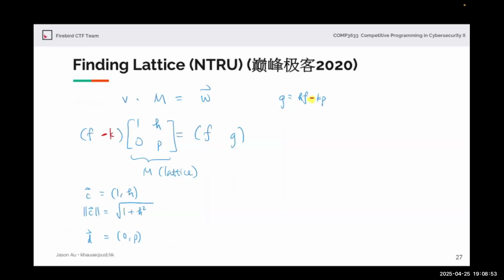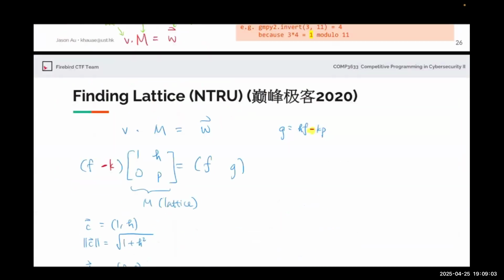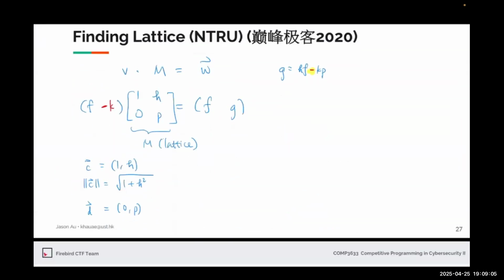And we know that H has a maximum of 2048 bits. So if it's 1 plus something which is of 2048 bits, it will actually give us a number quite up near 2 to the power 2048. So it's a very, very long vector.